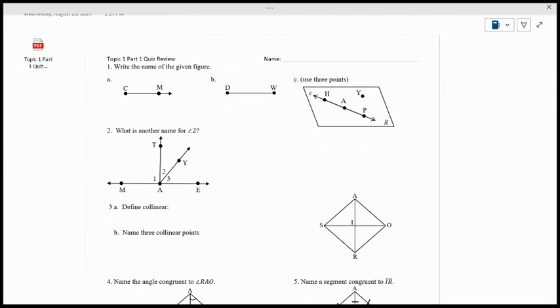Looking at letter A, that is a ray. We know it is a ray because on one side it has an endpoint, so it ends, and on the other side it has an arrow, so it goes on forever. When you name a ray, order matters. So C, the endpoint, needs to go first, and then any other point on the ray on the other side would go second. In this case, there's only 2 points, so it has to be CM.